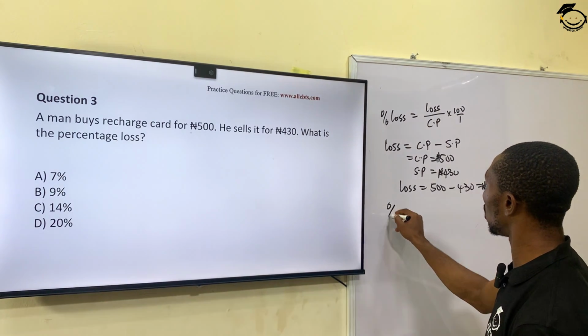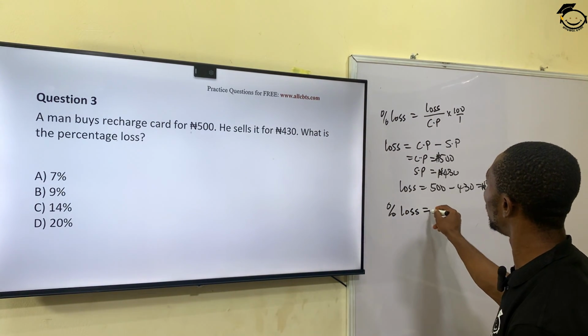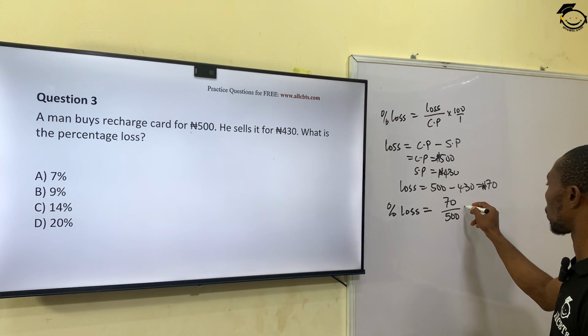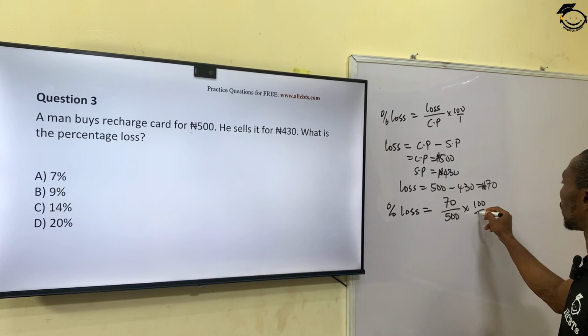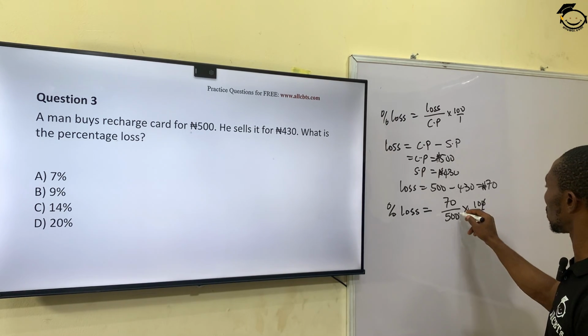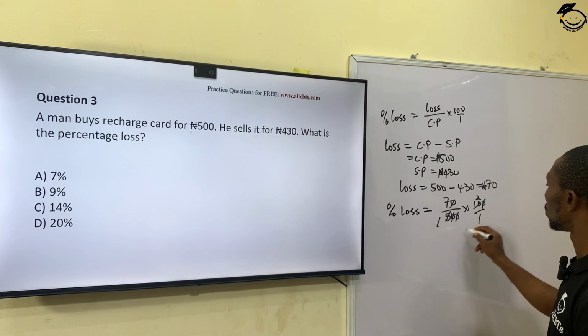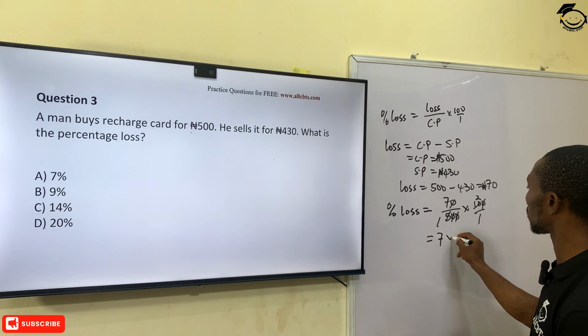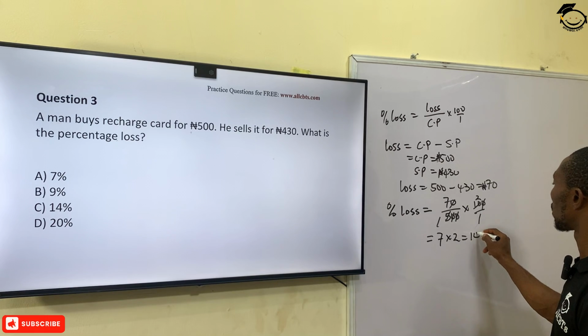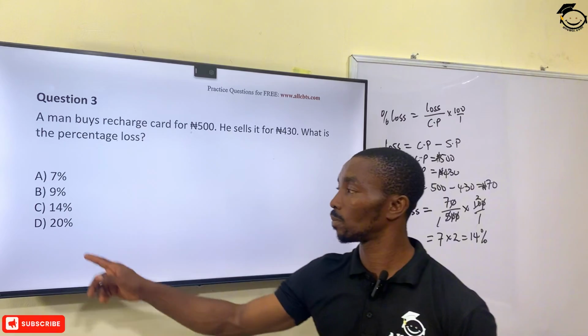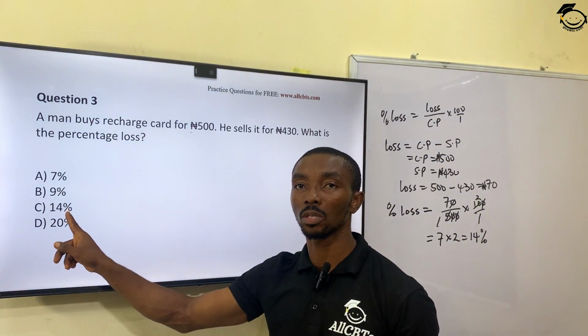So our percentage loss would be 70 all over 500, which is the cost price, times 100 over 1. Cancelling, 5 here 1, 5 here 2. So our percentage loss will be 7 times 2, which gives us 14%. So his percentage loss is 14%, which is option C.